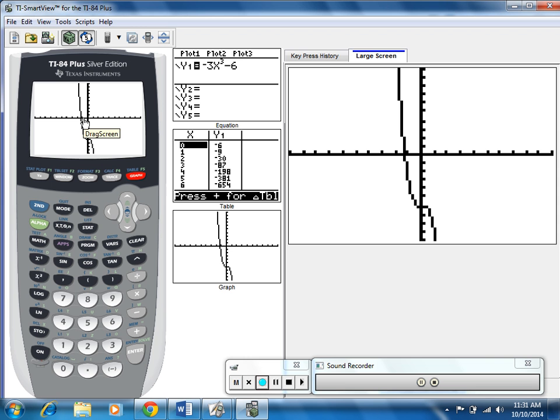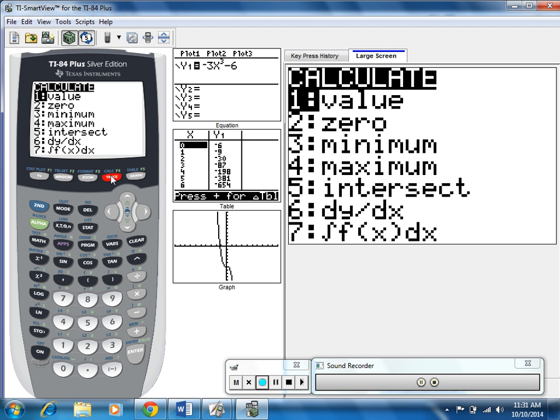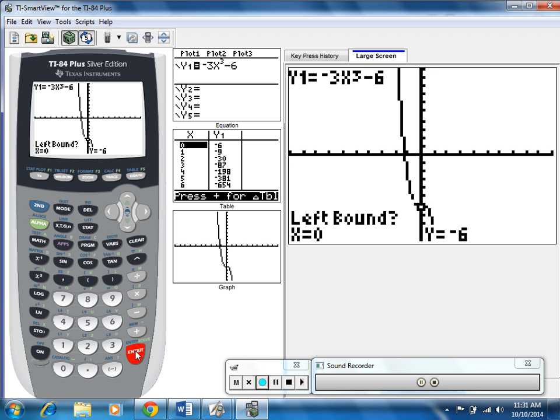I need to be kind of careful to make sure that my polynomial doesn't come back at some point and cross again. I could extend the window and check that out, but it looks to me like this one does only cross in one place, which means it has 1 real zero. Remember, we've calculated those zeros before. To do that, we push second, calculate. Number 2, we want to calculate the zero.